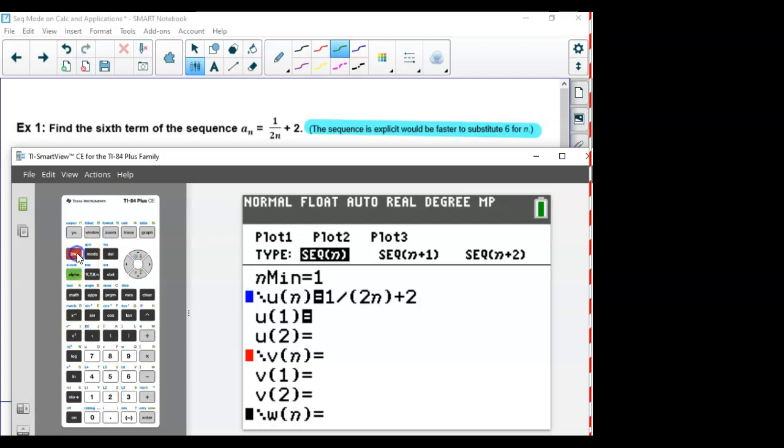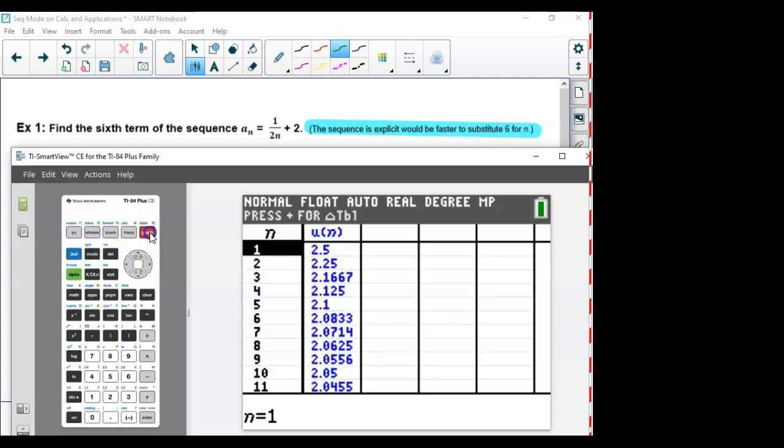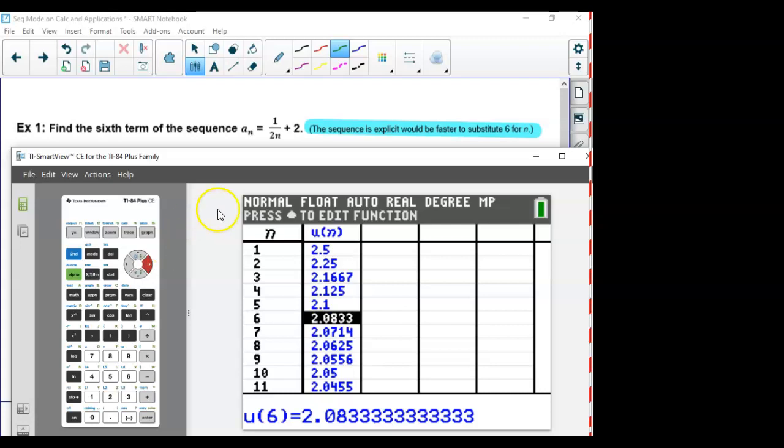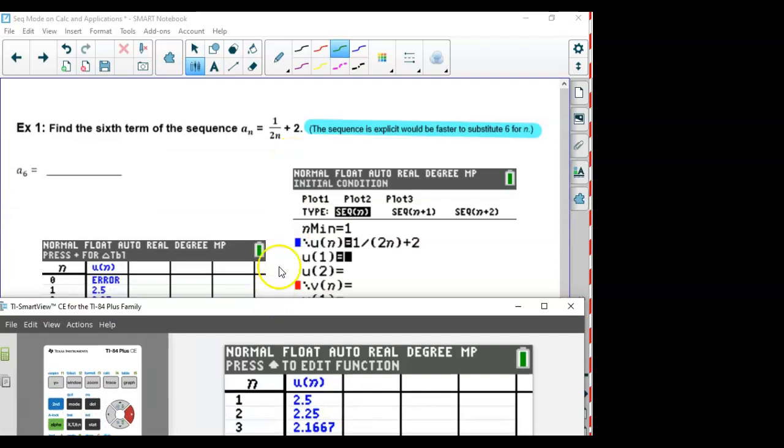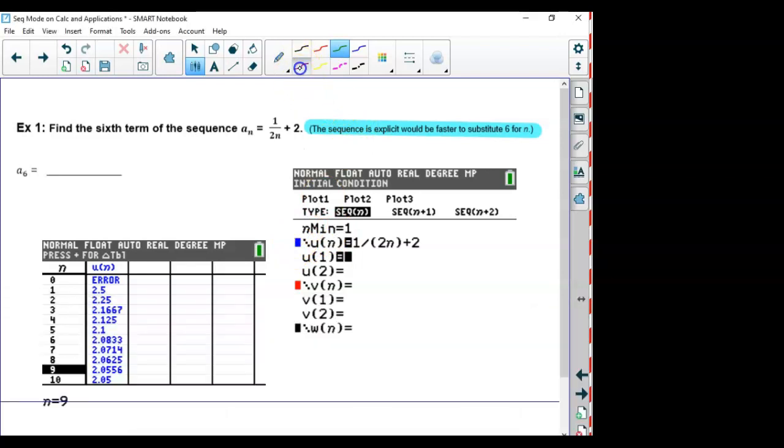Now, if we go to the table, so second graph, and we wanted to find the 6th term, you would just go down to term 6 right here, okay? And it won't change it to a fraction, unfortunately. So you just get that 2.0833. Now, I have to tell you, this is an explicit form. So if you want the 6th term, the easiest, fastest way to do that is just to put a 6 in.